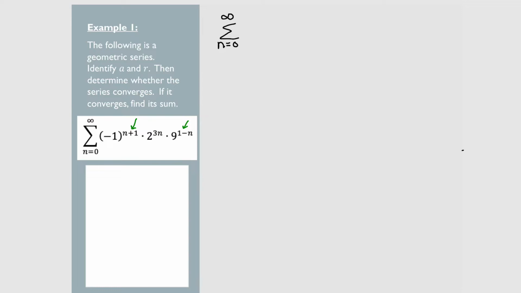So let's do this. Let's take -1 to the n plus 1 and instead rewrite that as -1 to the n times -1 to the 1. Like bases, add exponents. And instead of 2 to the 3n, isn't that just 2 to the 3 to the n? Or if I like, 8 to the n. 2 cubed is 8. So I'll even go one step farther, and instead of writing 2 to the 3 to the n, let's just write that as 8 raised to the nth power.